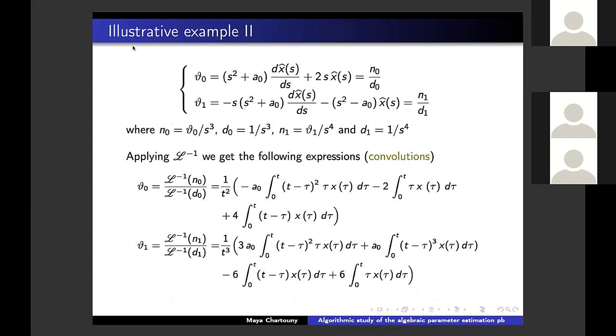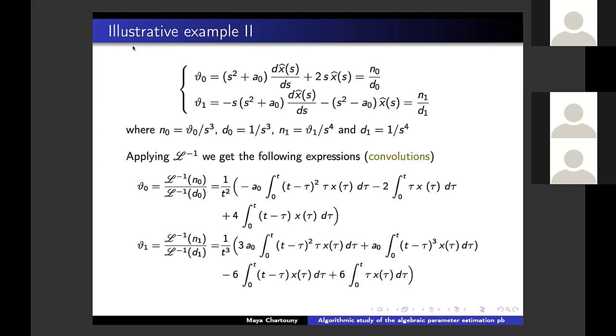But first we notice that we have two polynomials of degree 2 and 3 in V0 and V1. So if we apply L inverse, we will get explicit expressions in function of derivatives of x, and we don't want that. We want to get expressions in terms of integrals of x. So for that, we have to get negative powers of s.